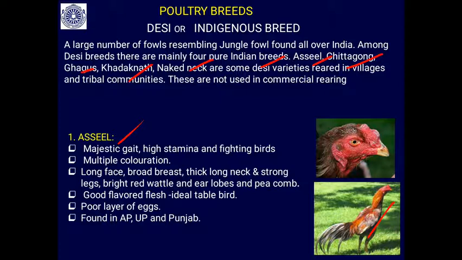They have multiple colorations, a long face, broad breast and a thick long neck. These are the qualities, and it has a pea-comb and good flavored flesh. So it is an ideal table bird, but it is a poor layer. It yields about 60 eggs per year. It is found in Andhra Pradesh, Uttar Pradesh and Punjab regions of India.